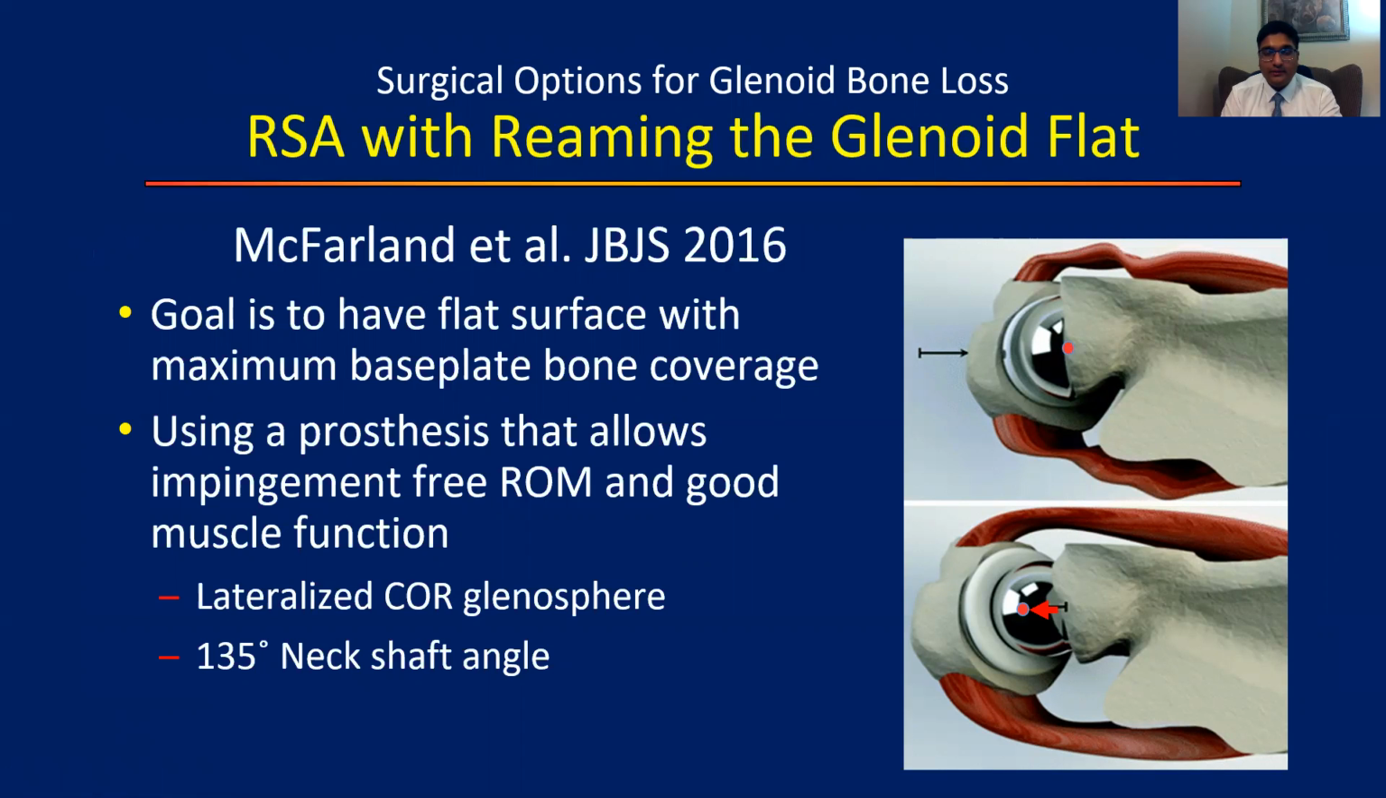McFarlane et al., who are pioneers of this particular technique, looked at their patients in 2016. The main goal of the surgery in this study was to have a flat surface with maximum base plate and bone coverage. The key factor in the prosthesis which they used was a lateralized center of rotation glenosphere with a 135-degree neck shaft angle in order to have impingement-free range of motion and optimal function despite medialization.